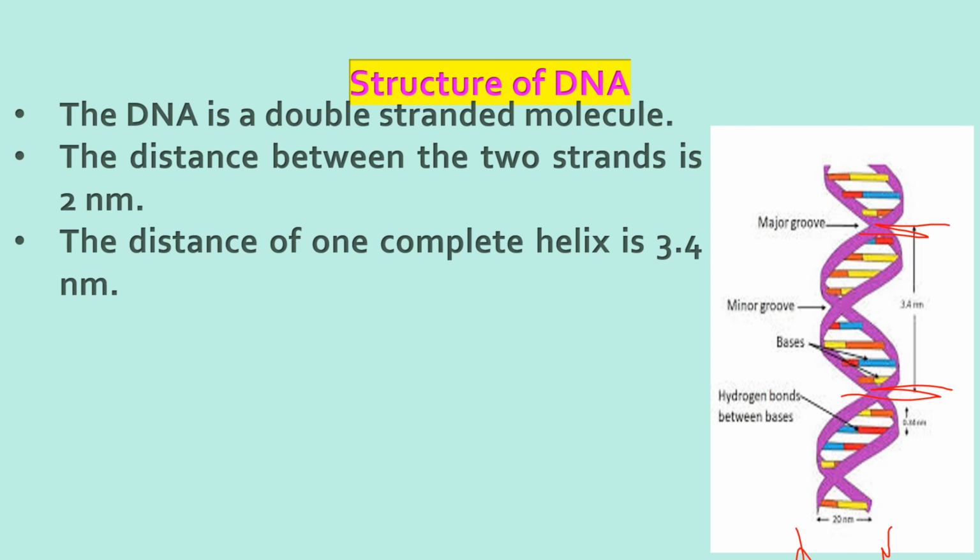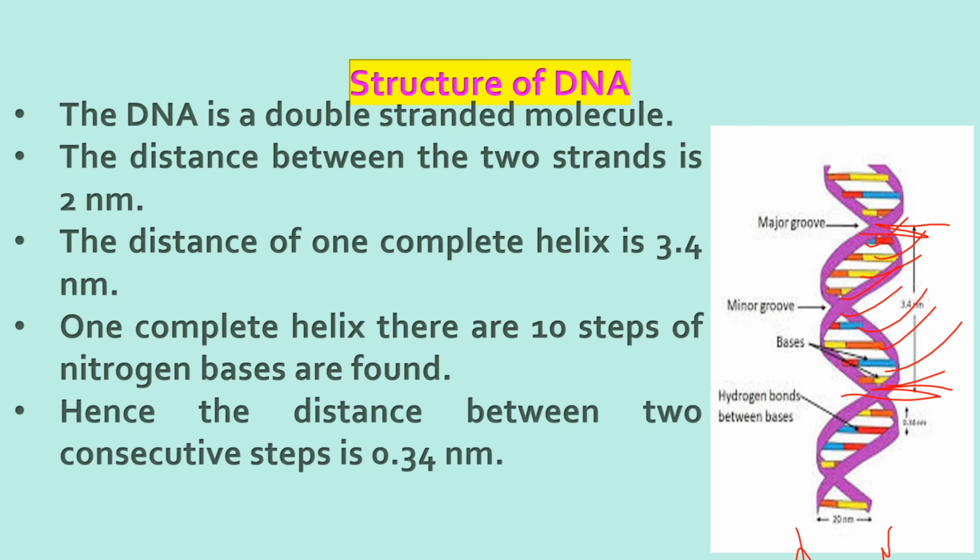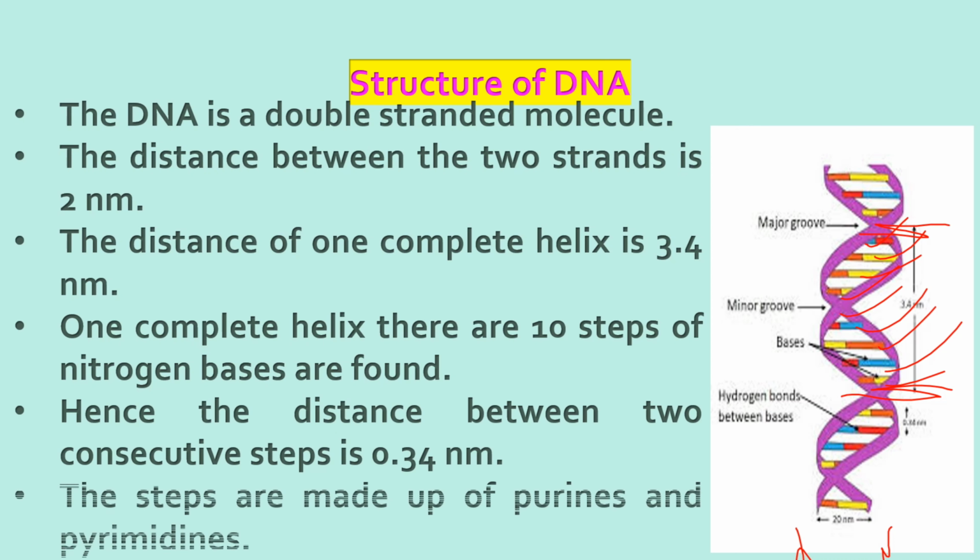One complete helix has 10 steps. Step number 1, 2, 3, 4, 5. Here the sixth one is hidden. 6, 7, 8, 9, 10. So there are 10 steps, and 3.4 nanometer divided by 10 steps, so the distance between two consecutive steps is 0.34 nanometer.